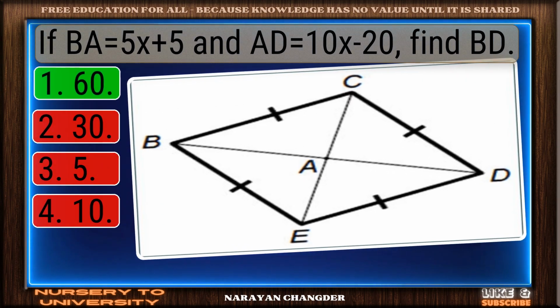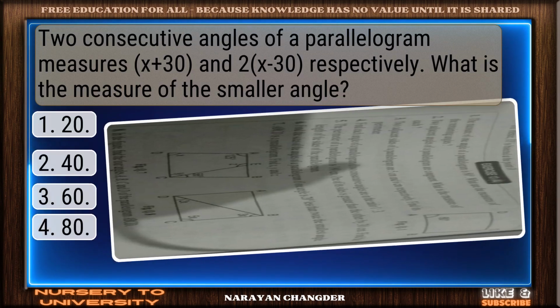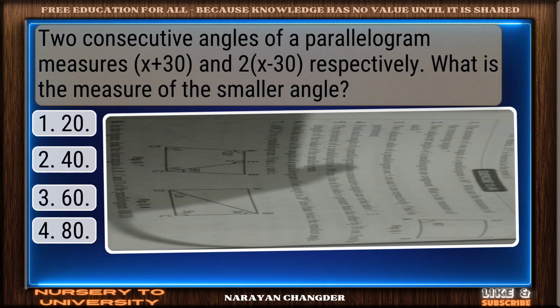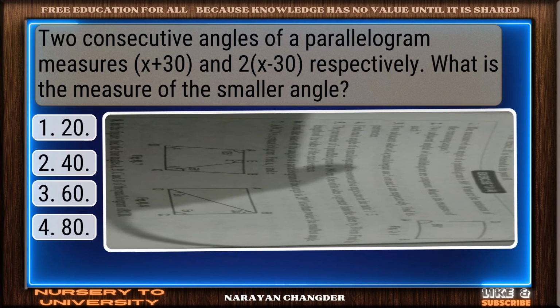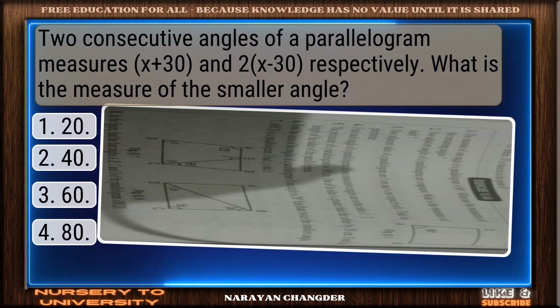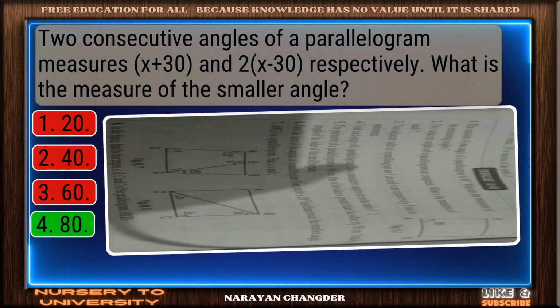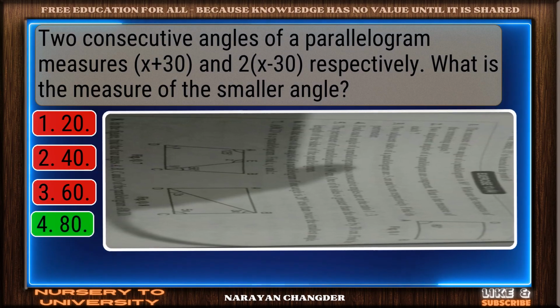Excellent. 60 is a brilliant choice. Question number 34. Two consecutive angles of a parallelogram measure x and 2x respectively. What is the measure of the smaller angle? Correct. 80 is the right answer.